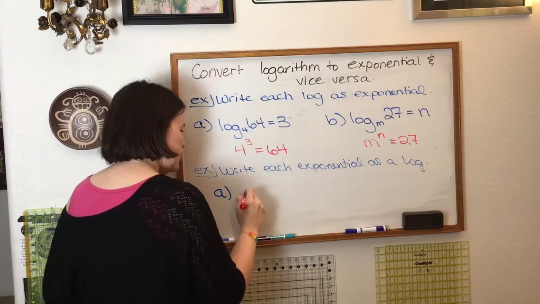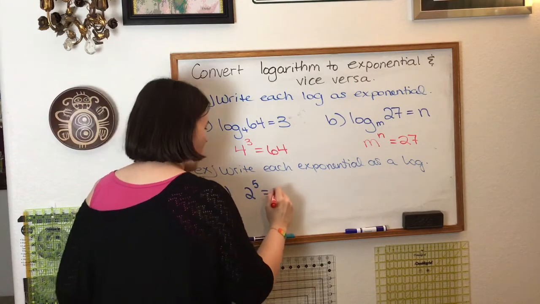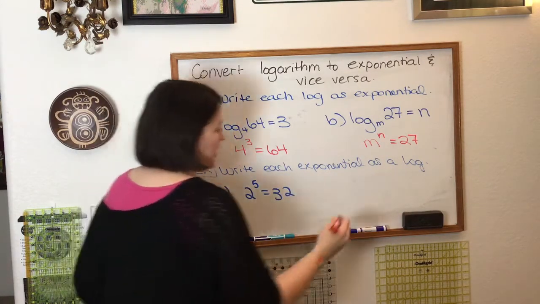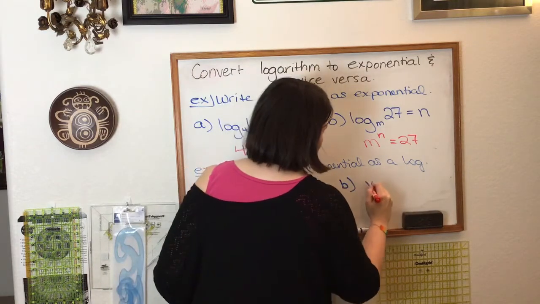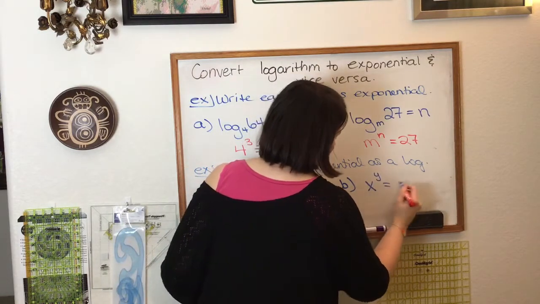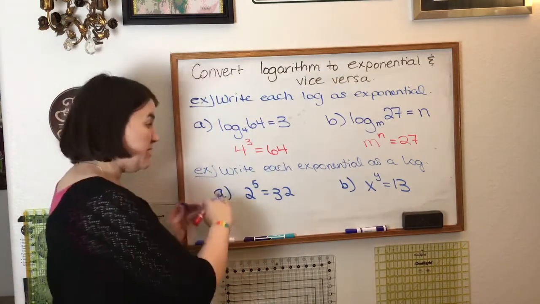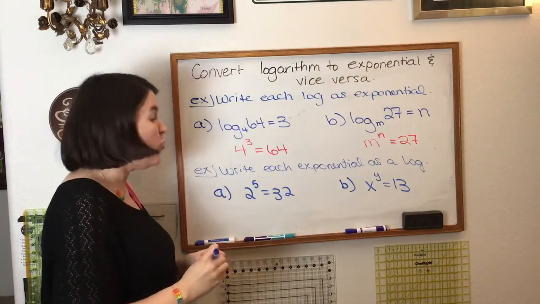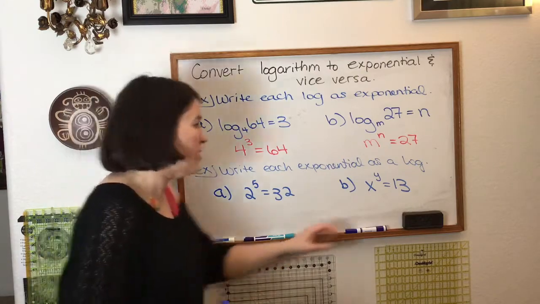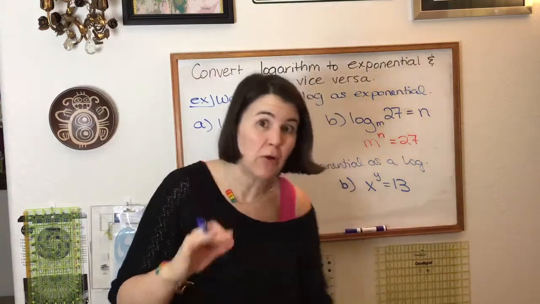Let's do 2 to the 5th power equals 32, and let's do x to the y power equals 13. So one that is numeric and makes sense, and one that is letters, and so therefore it can be a little confusing. But it's really all about the form.